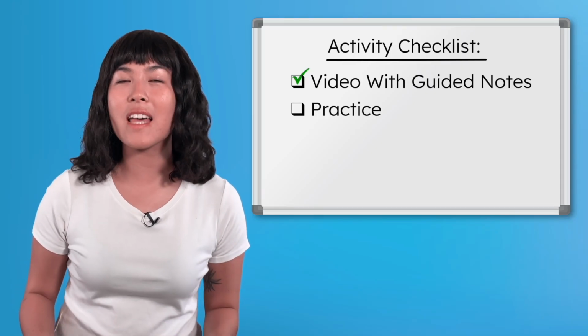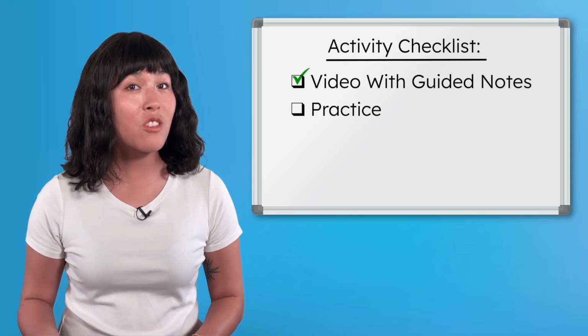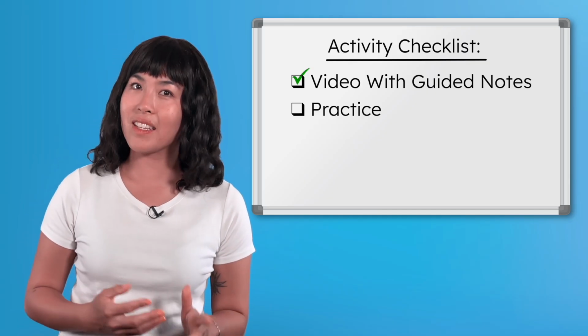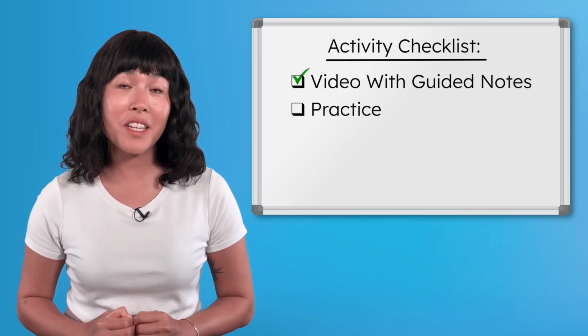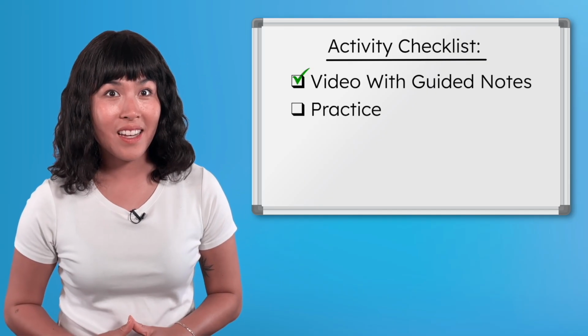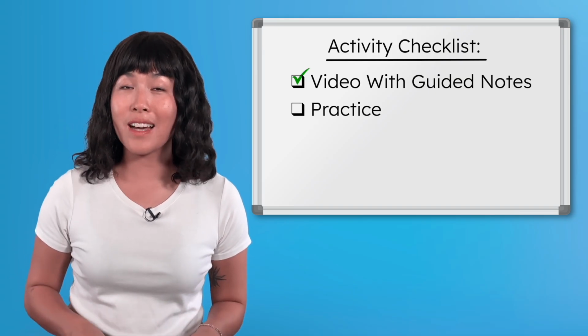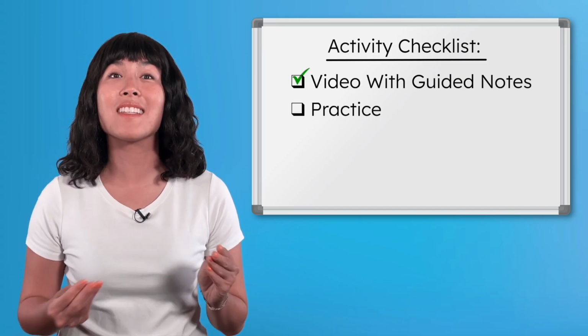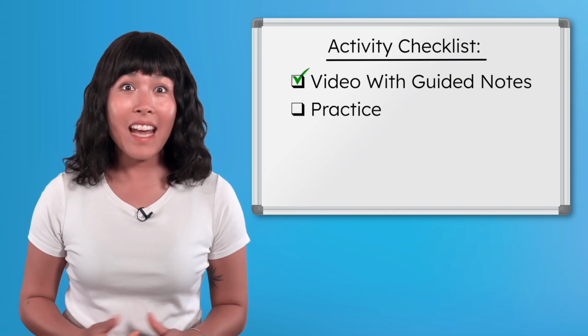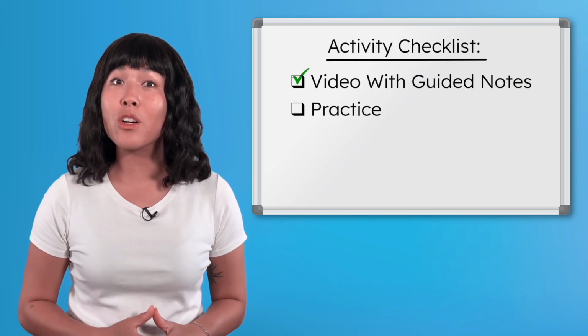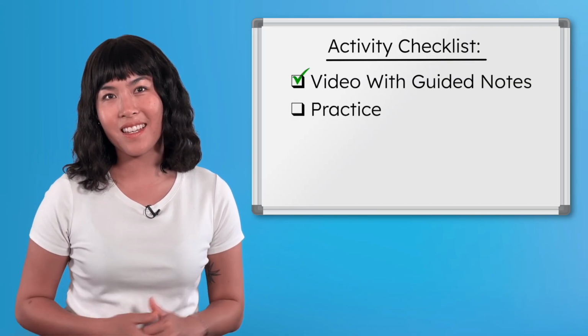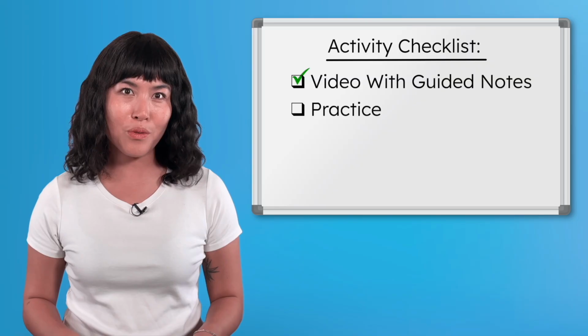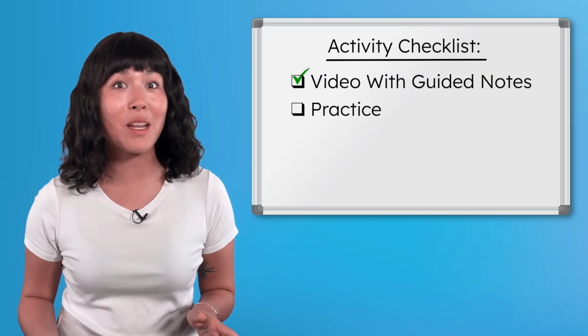Today, we learned that in triangles, the largest angle is across from the longest side, and the smallest angle is across from the shortest side. We also used those facts to order the angles and sides of a triangle and determine possible values for angle measures and side lengths. When you finish these guided notes, you can move on to the online practice.